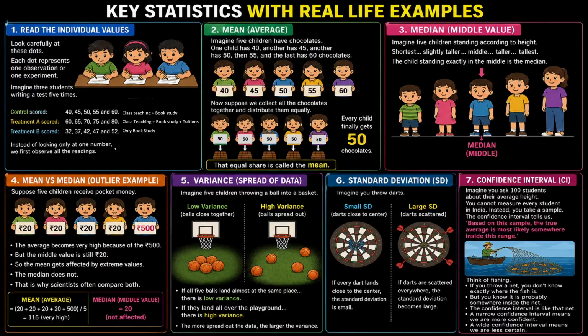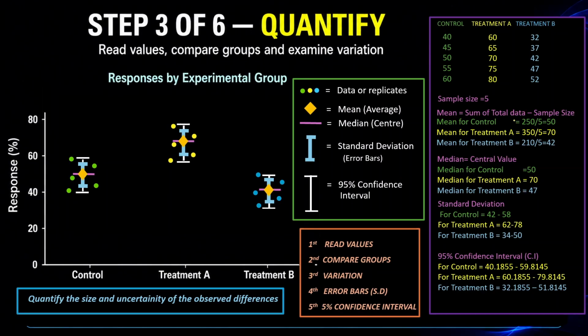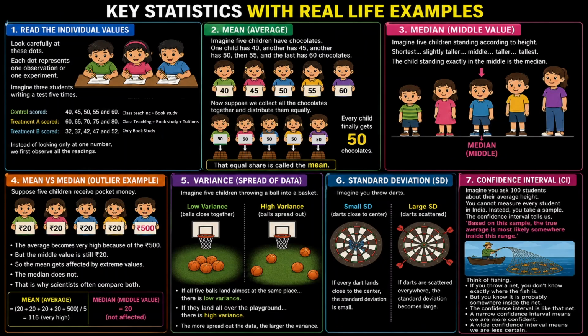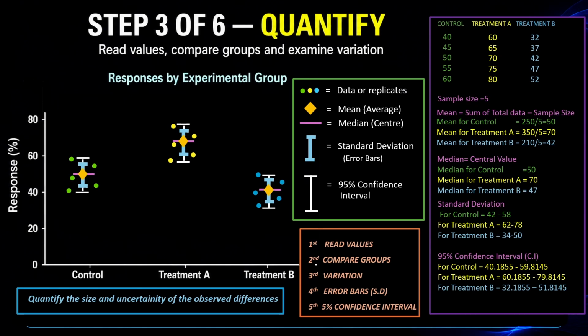After this, we have to measure the mean. The mean is what most people call the average. Imagine 5 children have chocolates. One child has 40, another has 45, another has 50, then 55, and the last child has 60 chocolates. Now suppose we collect all the chocolates together and distribute them equally. Every child finally gets 50 chocolates. That equal share is called the mean. For our control group, 40 plus 45 plus 50 plus 55 plus 60 equals 250. Now divide by the number of observations. 250 divided by 5 equals 50. So the mean is 50. Treatment A mean is 70, treatment B mean is 42. On the graph, the yellow diamond represents this average.